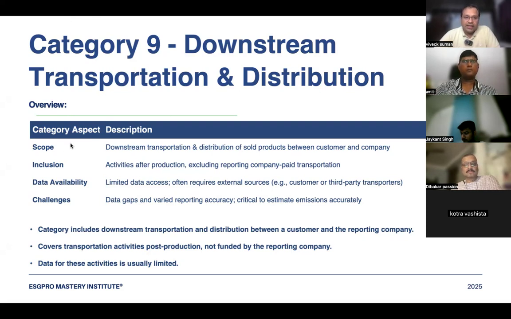So what is included here? The activity after production, excluding reporting company paid transportation. Those, if it is owned by company, that will be excluded. But if it is done by customer or it is a leased vehicle which you are using, that will be part of it.